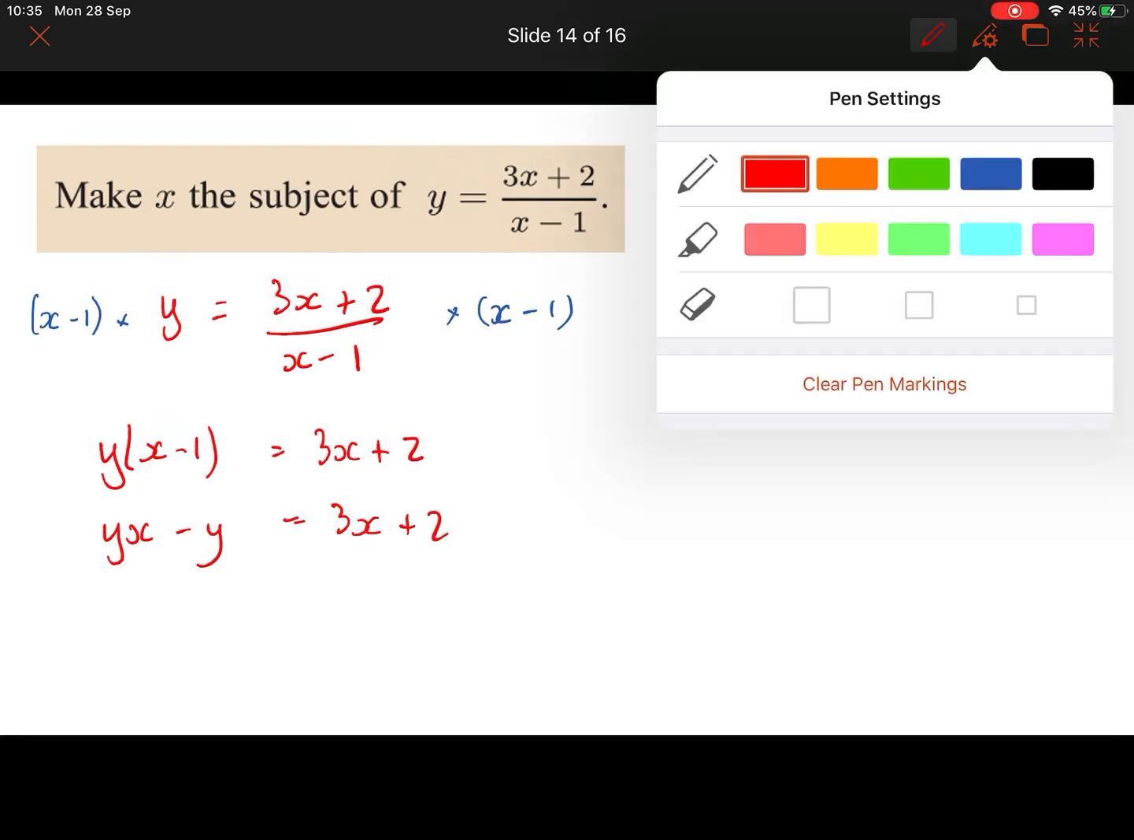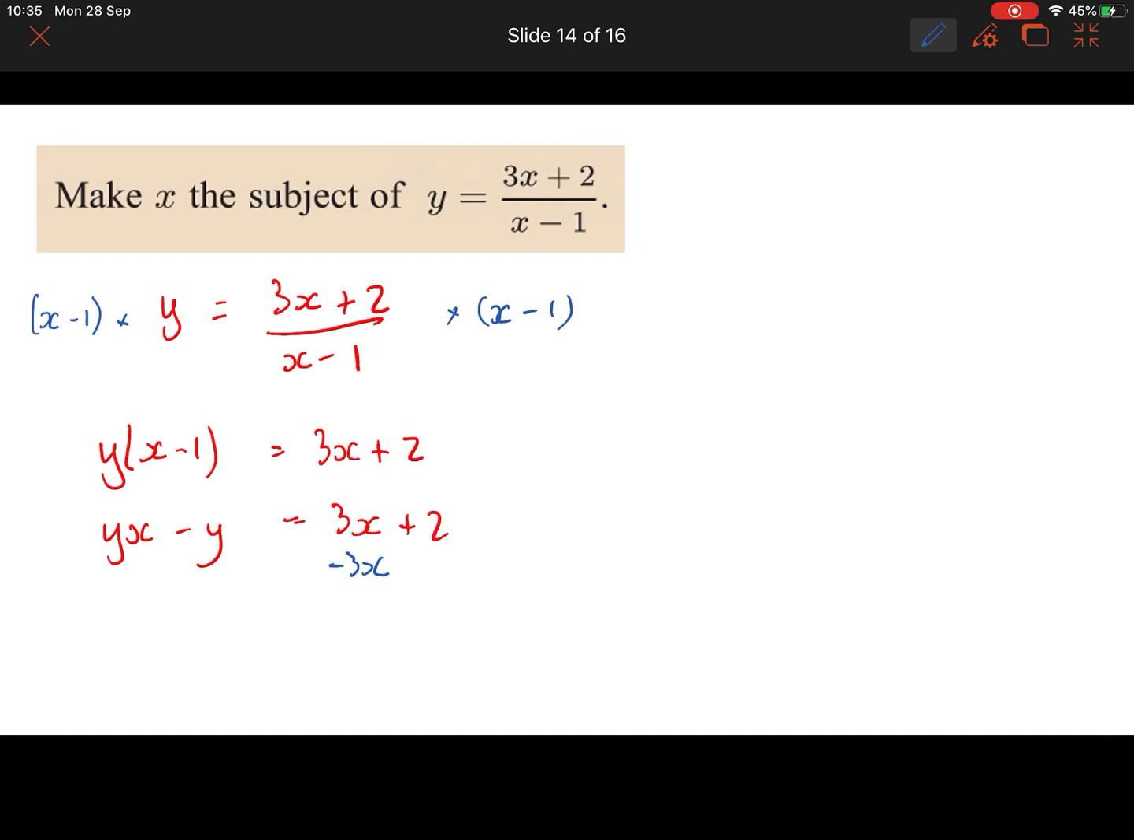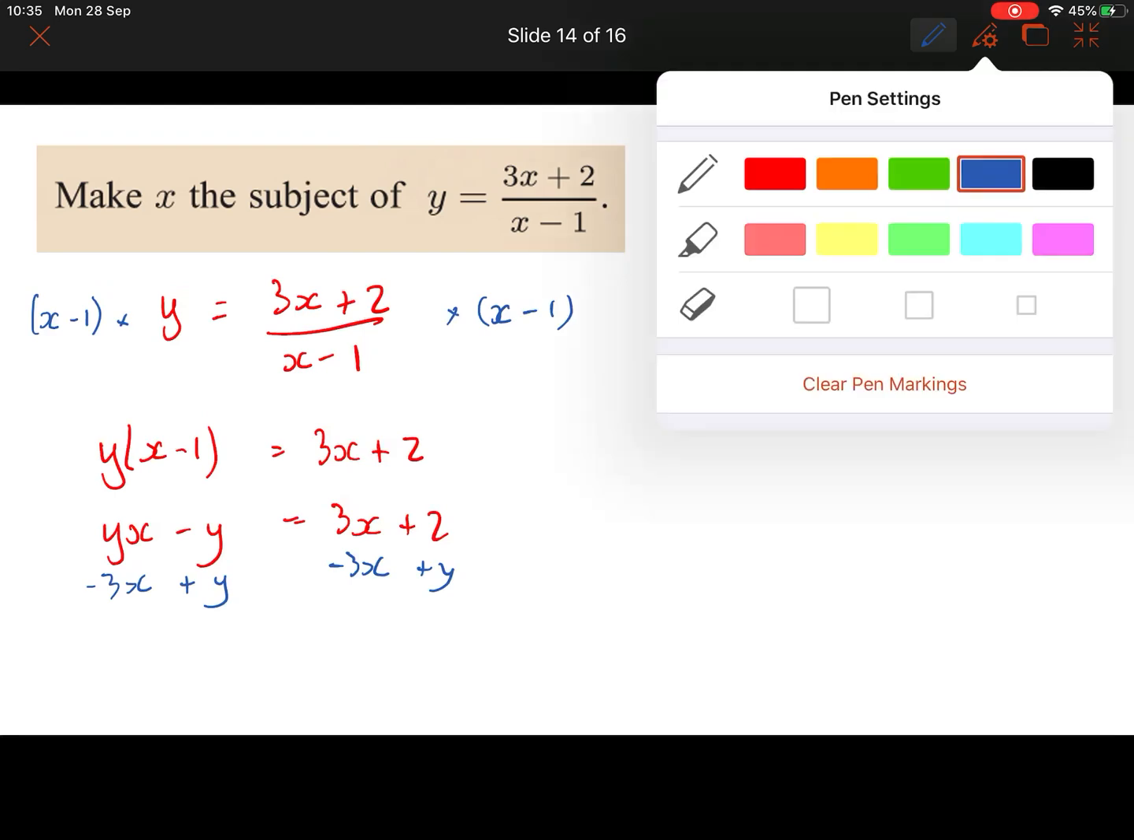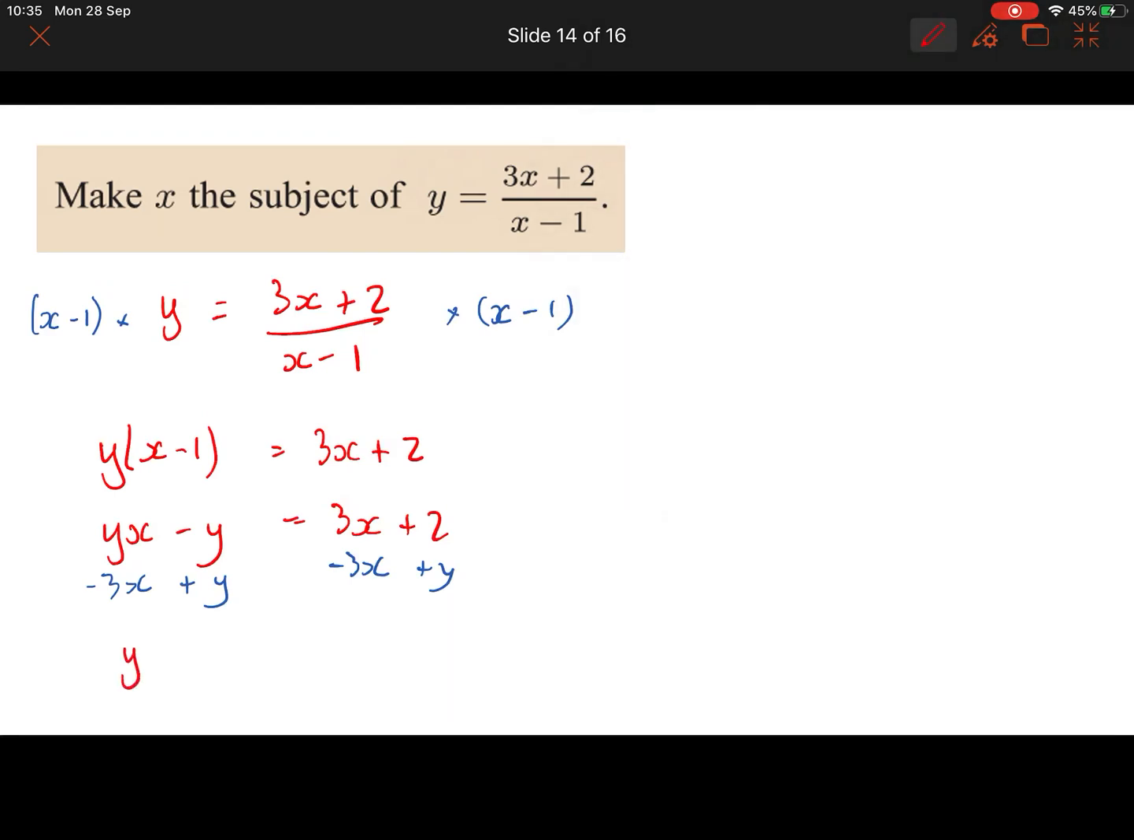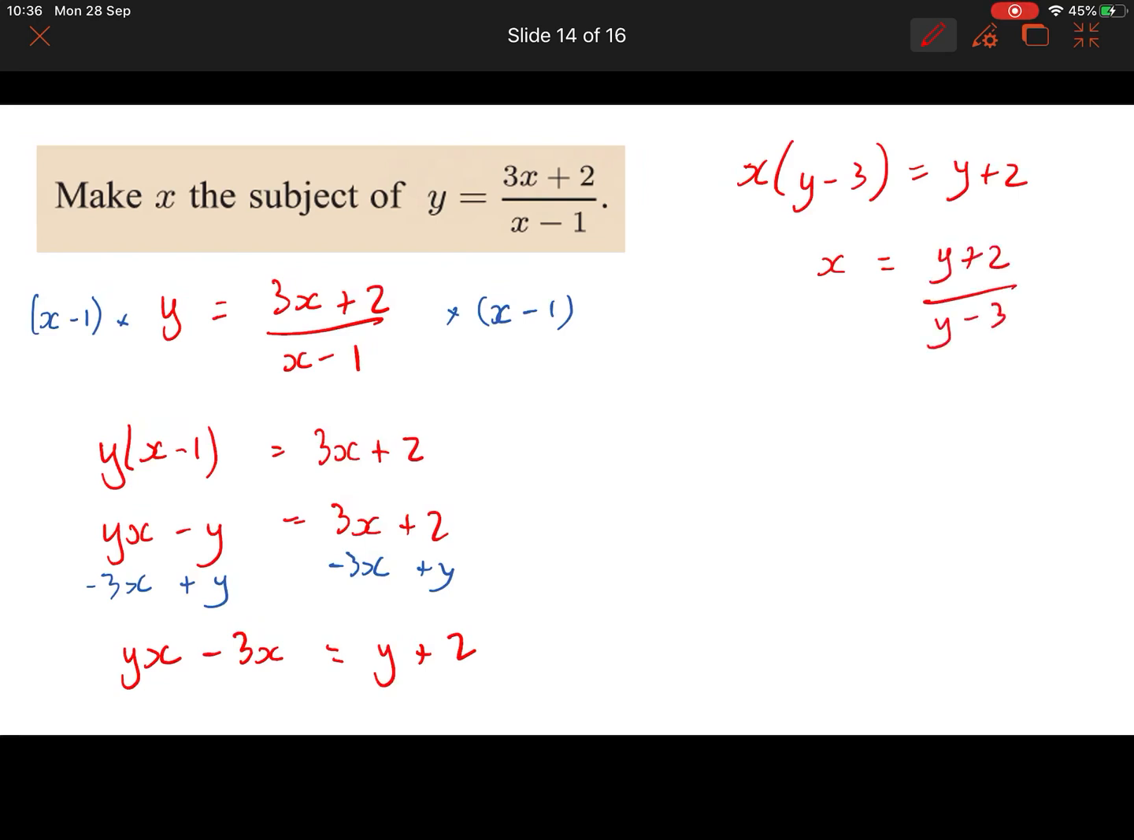Then get anything that has an x in it over to the left-hand side and everything else over to the right-hand side. So the way to do that is take 3x from both sides and add y to both sides. So I get yx minus 3x equals y plus 2. Now factorise the left-hand side. x times y minus 3 equals y plus 2. And so x is equal to y plus 2 over y minus 3.